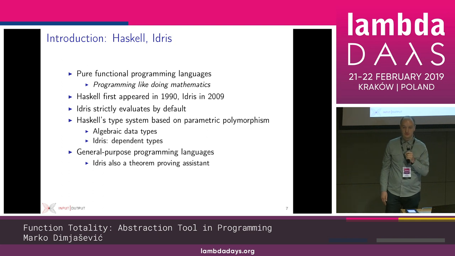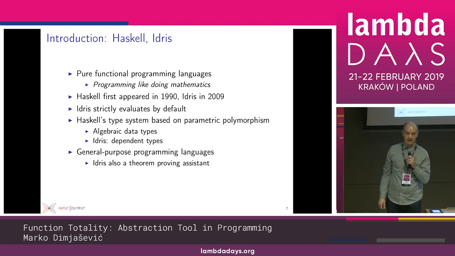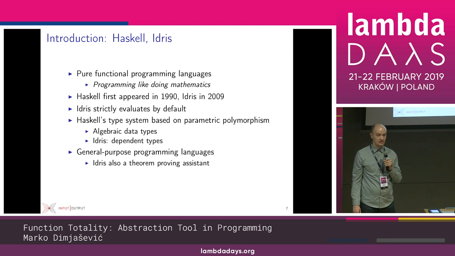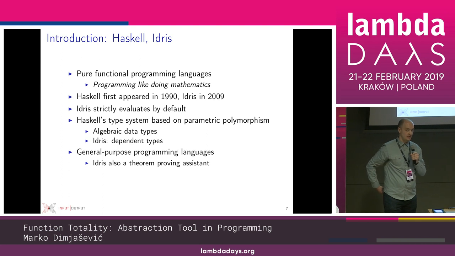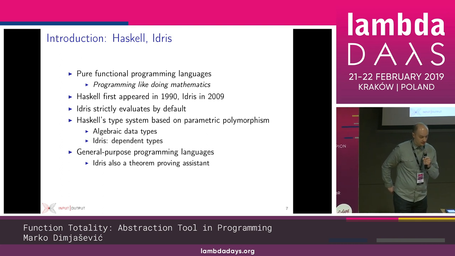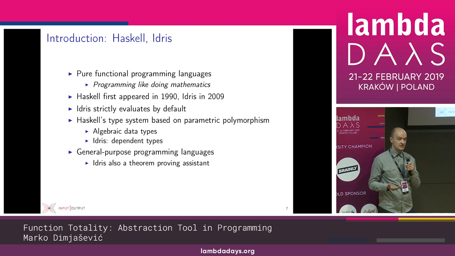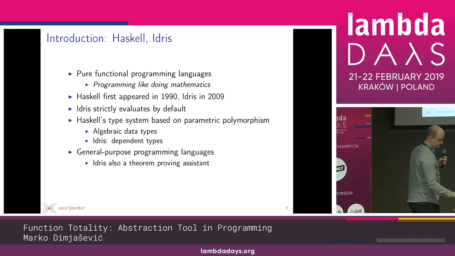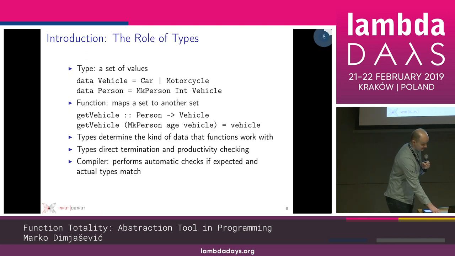And Haskell was introduced in 1990 and Idris much later in 2009. And unlike Haskell, Idris uses strict evaluation by default. Haskell's type system is based on parametric polymorphism. A common feature there is to use algebraic data types. And what Idris brings new compared to Haskell is that it has dependent types. These are types that depend on values. And both can be seen as general purpose programming languages, but on top of that, Idris can also be used as a theorem proving assistant thanks to these dependent types.